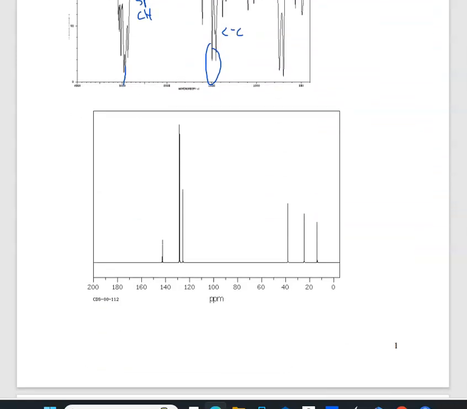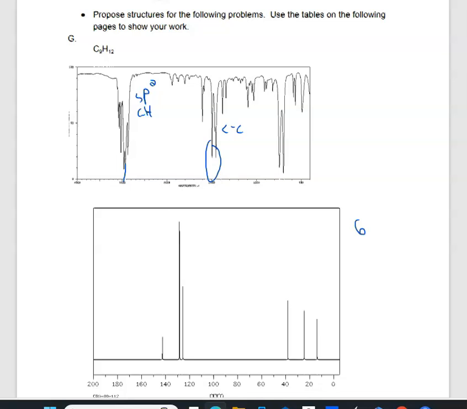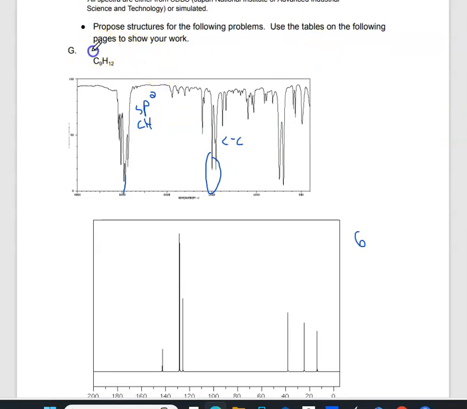Next, we move on to the 13C spectrum. So from this, we're looking at how many unique carbons. So we have 6 signals, so we're looking at 6 unique carbons. Because we have 9 carbons, we may be looking at some symmetry.